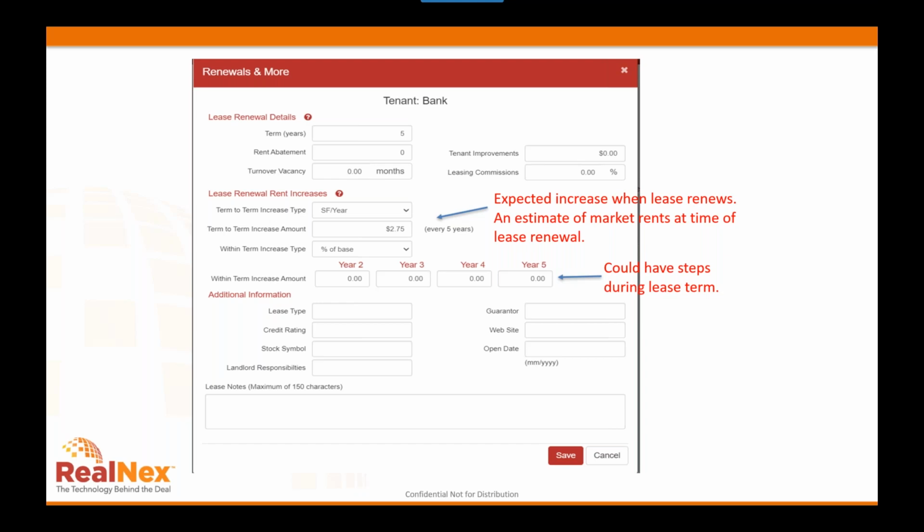In RealNext, we just have you put in what you think the increase is going to be when that lease comes up for renewal, and then that'll be added on to the existing rent to get what the rent will be on the new lease. We could also have steps in that new lease. In this case, we don't. The idea is that, you know, the rents are going to jump up by the $2.75, and then they're going to level off again.